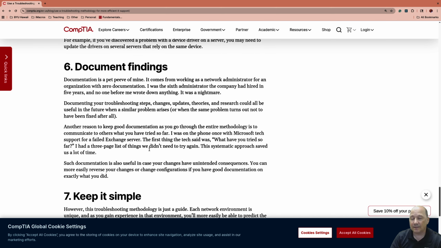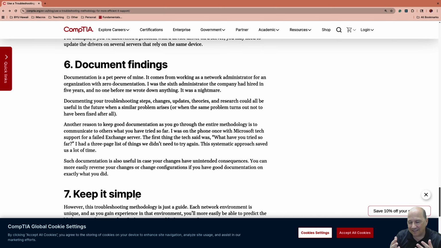Document your findings. I like how the blog person said this. Documentation is a pet peeve of mine. Your documentation needs to be good, but it should be simple. And I like to think about this as doing your best not to curse your former self. If you don't document it well, you're going to forget, especially if it's something that you have to deal with every couple of years.